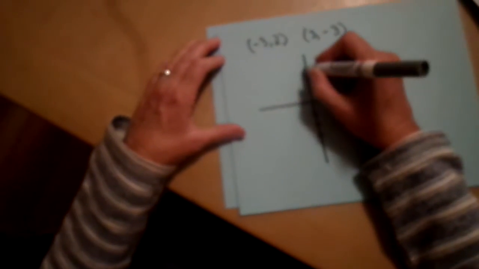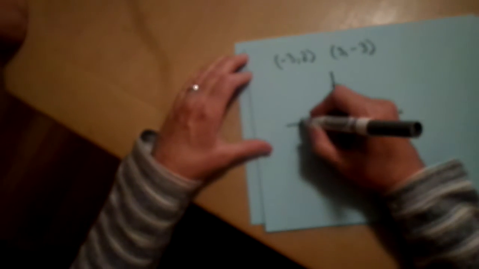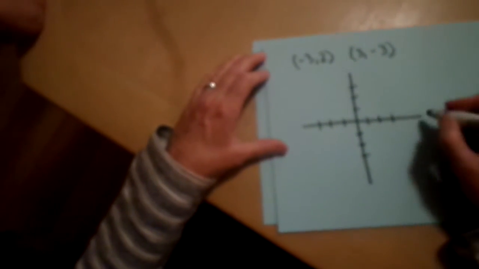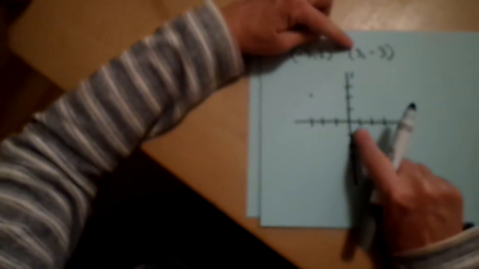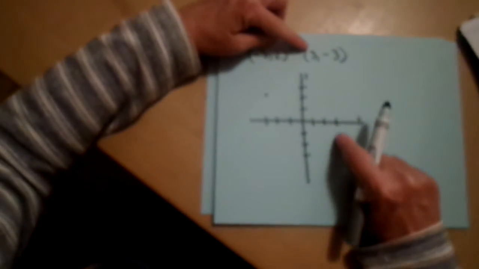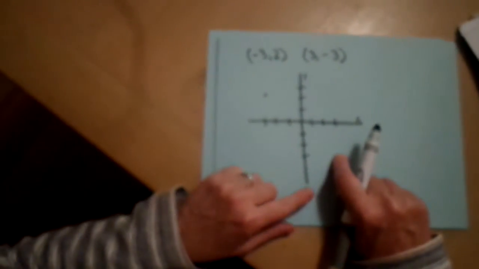Using your graphing notebook, you can keep it very nice and neat. We're going to go ahead and plot the points. If you remember, this is the x-axis and this is the y. Negative 3, 2 is negative 3 and 2, 1, 2. So that's right here. 3, 1, 2, 3, and negative 3 is right here. Now with a straight edge, you would draw a line connecting those two dots.